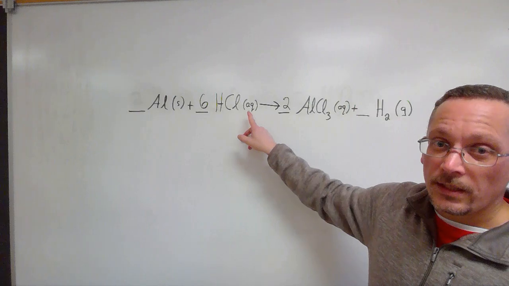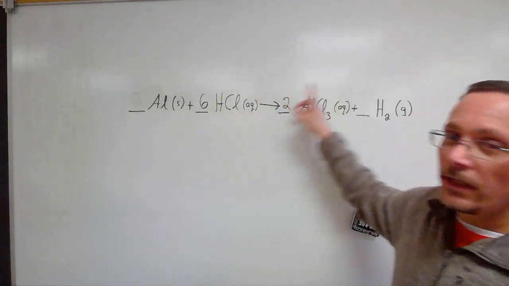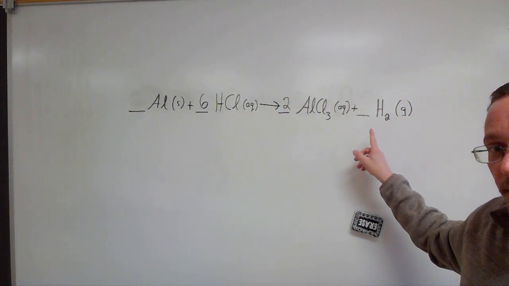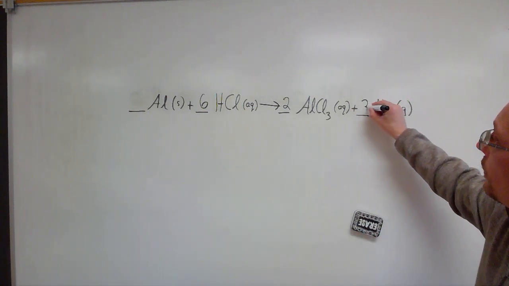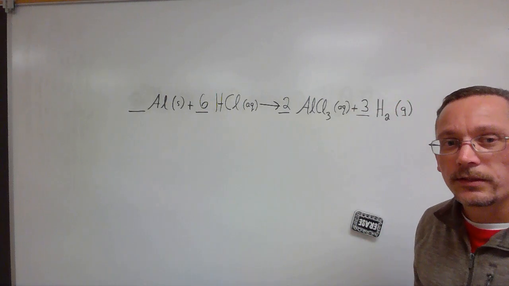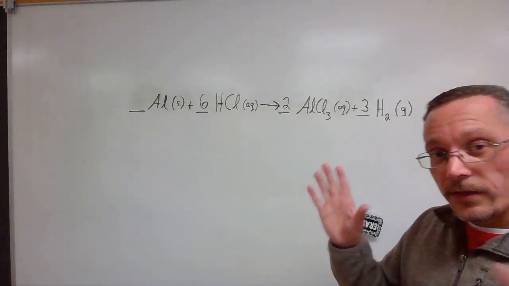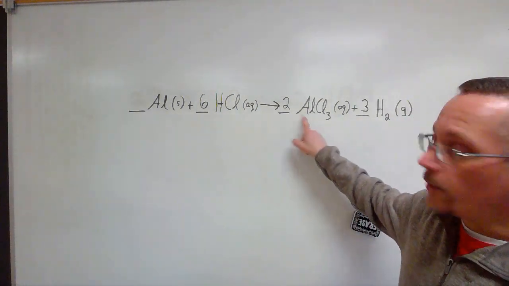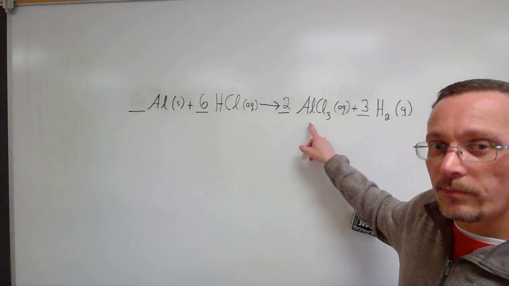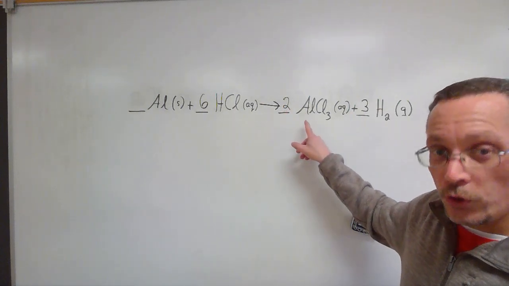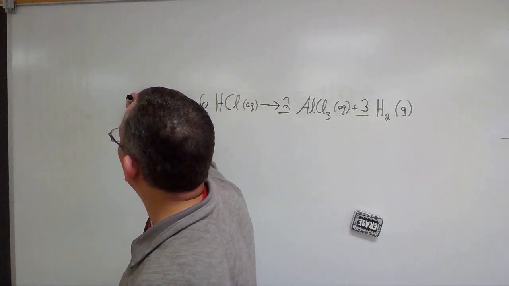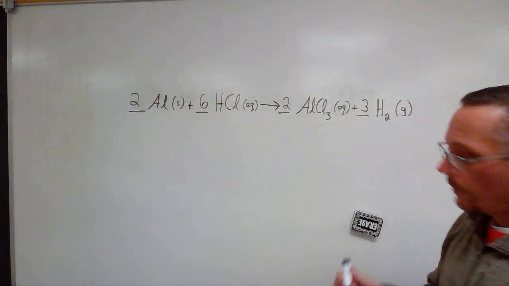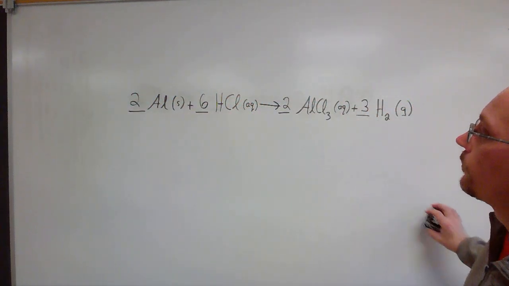So now I have 6 hydrogens over here. Can I make 6 hydrogens over here? You know, what times 2 will make 6? 3 times 2 will make 6. And that works out. The only other thing I got to look back on is my aluminums, because putting this 2 here messes up my aluminums. That makes there 2. So I need to make 2 over here on this side. So there we go.